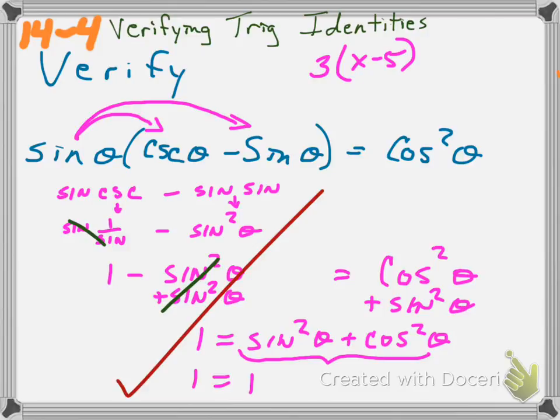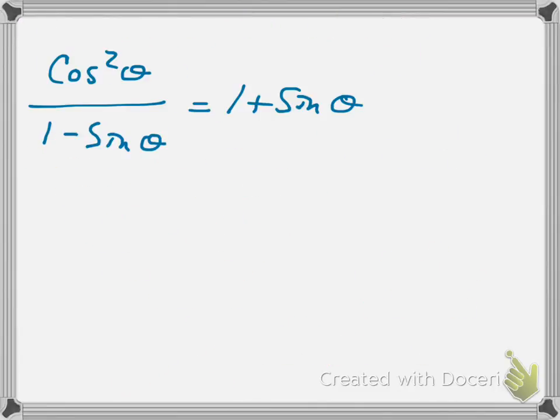Okay, so there's one in the books. You have to start to develop a thought process. Let's try another one so we can learn another strategy. Cosine squared over 1 minus sine equals 1 plus sine. Remember, our goal is to get both sides to look equal. And I have a fraction on one side and not a fraction on the other.